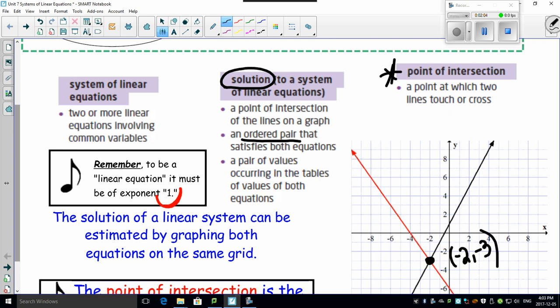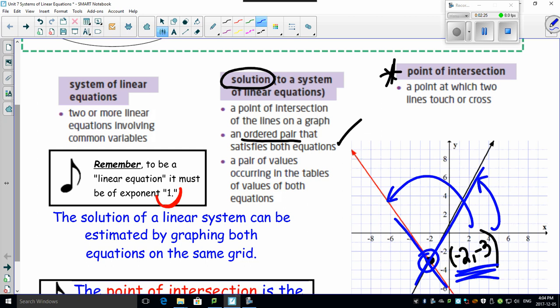And the cool thing is that this point now satisfies both equations. What does that mean? That basically means it's not only on this line here, but it's also on this line. X marks the spot. There it is. That point satisfies this equation and that equation because it appears on both graphs. Cool. A pair of values occurring in the tables of values of both equations, we'll get to that later. The solution of the linear system can be estimated, just like I did, by looking at the graph and saying, hey, that's my solution. That must be my point of, you got it, intersection.